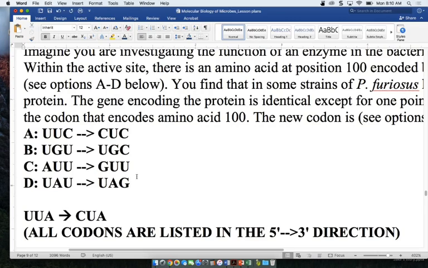Again, there's a lot of redundancy built into the code. We won't exactly talk here about why that redundancy exists, but that redundancy does have some benefit in that not all mutations are necessarily going to be ones that change the structure and function of a protein.